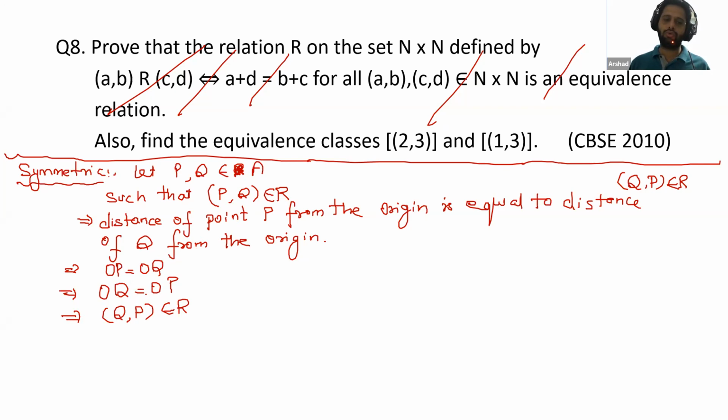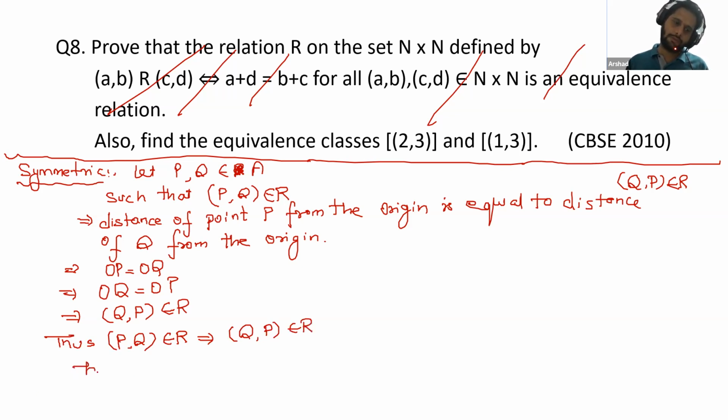Okay, OQ is equal to OP means the first point will become Q and this P will become the second point. So Q comma P belongs to R. Now here, we can say P comma Q belongs to R. This implies Q comma P belongs to R, and this implies Q comma Q also belongs to R.